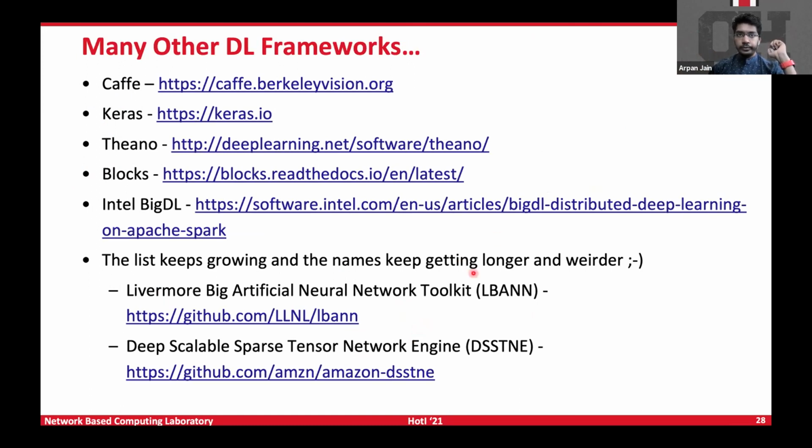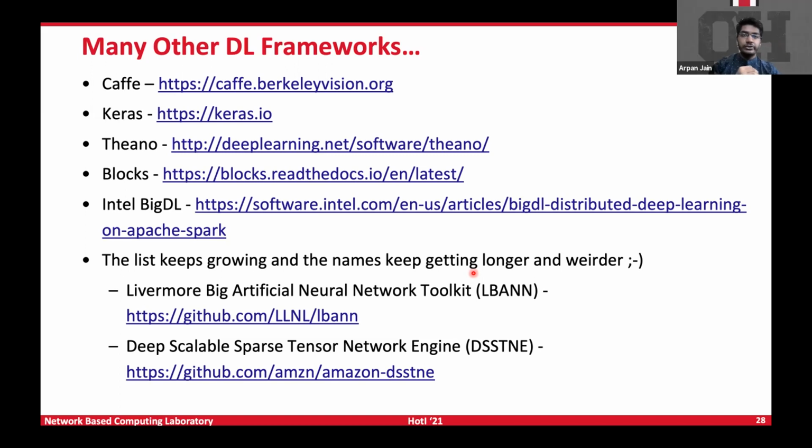I had a quick question, Arpan. Yeah, sure. So where does Horovod fit into all of these frameworks? Is it also its own distinct framework, or is it like a backend for these frameworks? I'm not very clear on that one.